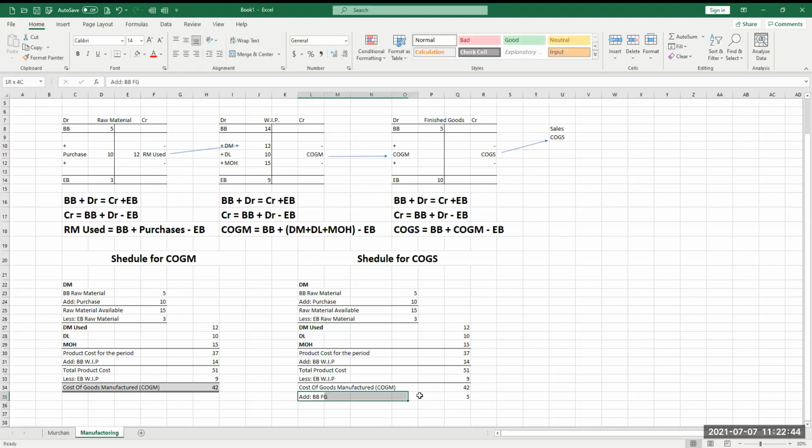And then we're going to have a new calculation, which is called finished goods available for sale. In some books, they go with cost of goods manufactured available for sale. Either way is correct.